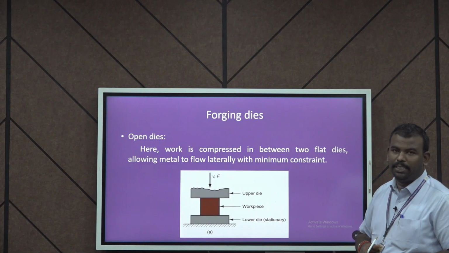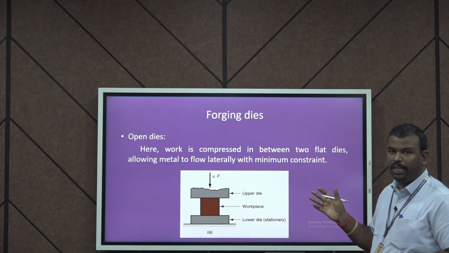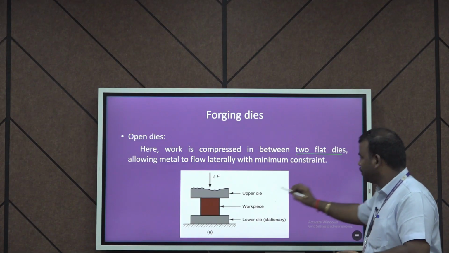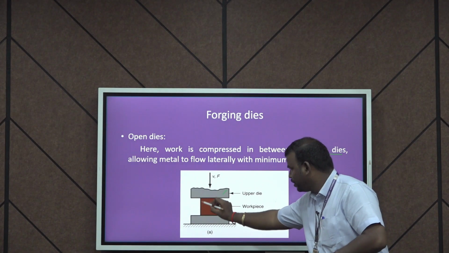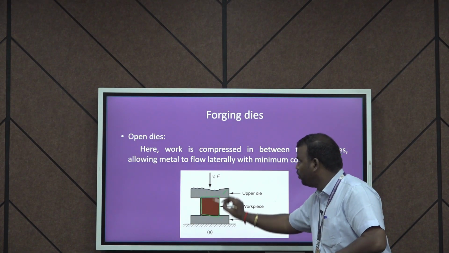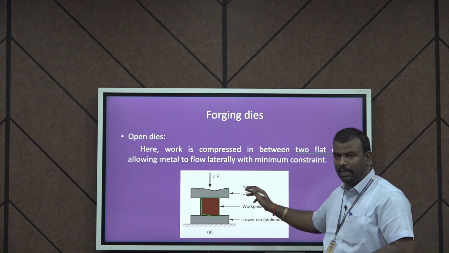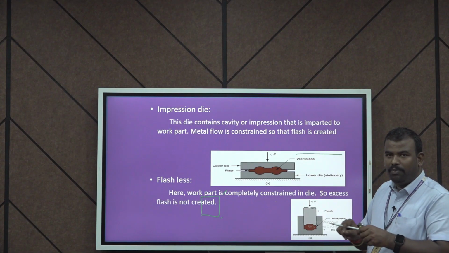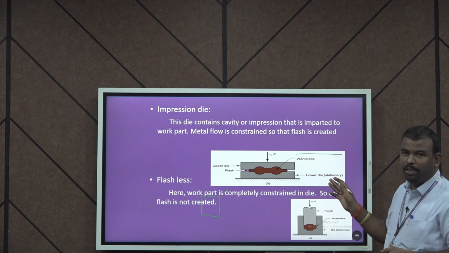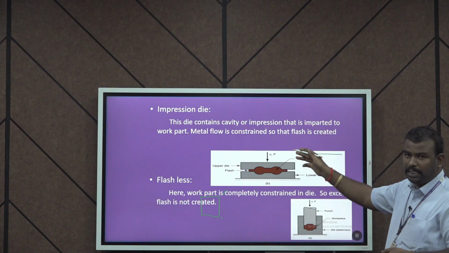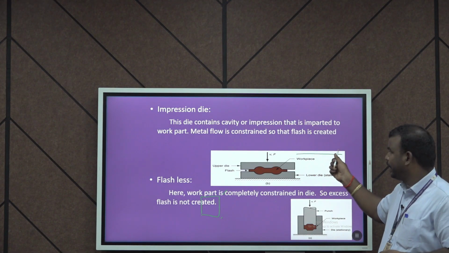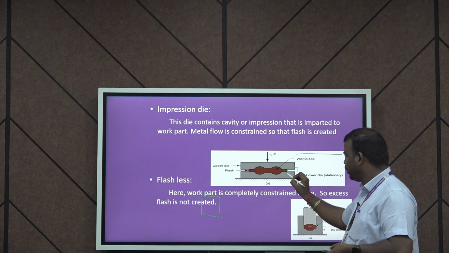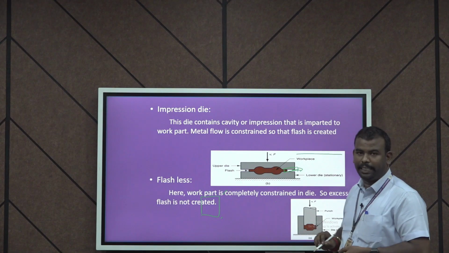The next classification is based on the die setup. The first one is open die forging. In open die forging, the workpiece is compressed in between 2 flat dies, like an upper die and a lower die, allowing the metal to flow laterally with minimum constraints. Whereas in impression die forging, the die has some shapes or cavity that is imparted to the workpiece. The metal flow is constrained, so flash is produced. Some material flows out in the direction, so wastage is produced.